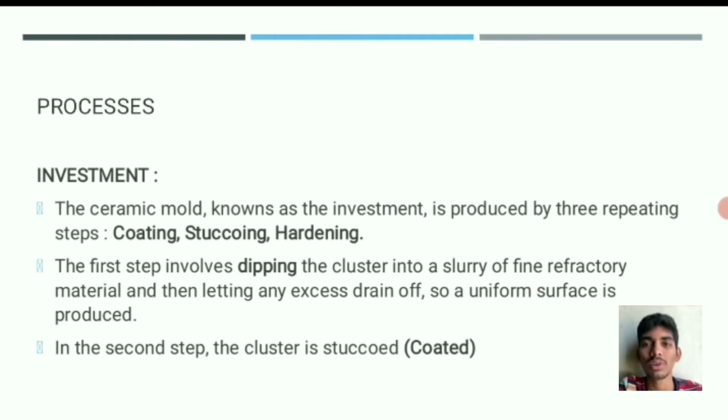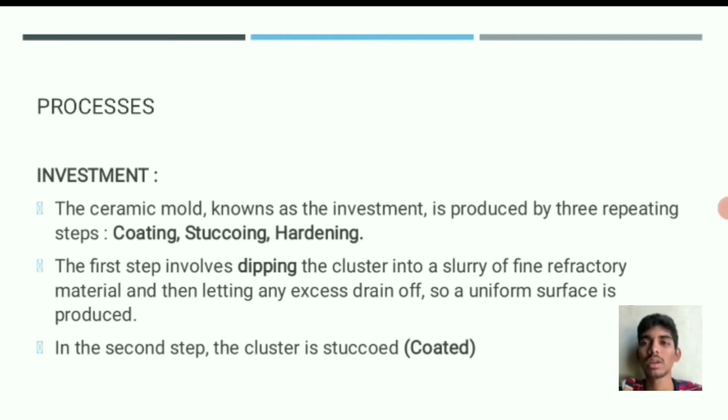Investment. The first process is investment, in which the ceramic mold known as the investment is produced by three repeating steps: coating, stroking, and hardening. Which means investment casting is considered as a bunch of steps, in which the first step is investment, which possesses coating, stroking and hardening.